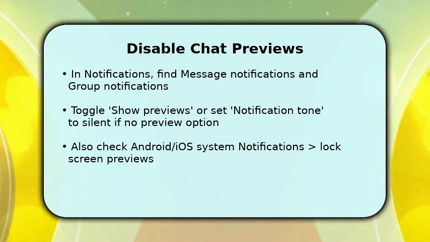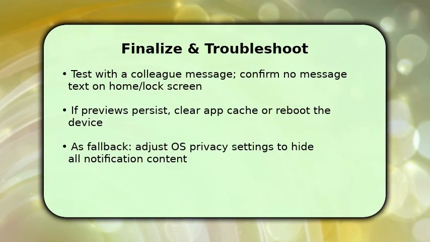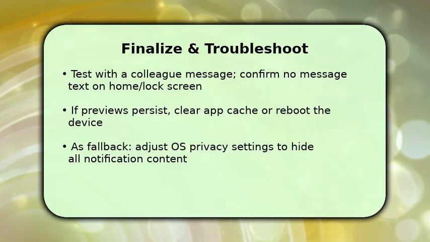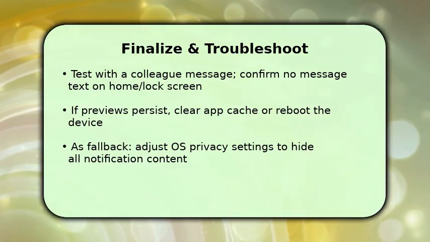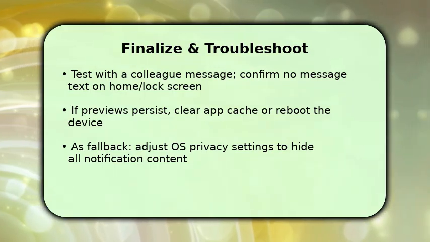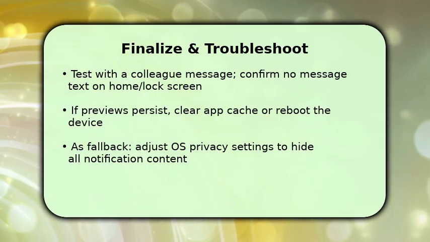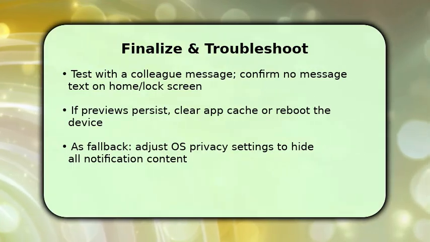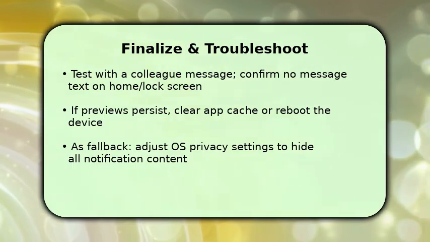To finish, test what you changed by asking someone to send a message. Check your home and lock screens to confirm only minimal info shows. If previews persist, make sure system-level notification previews aren't overriding app settings. Clear WhatsApp cache, force stop, or reboot the device and retest.